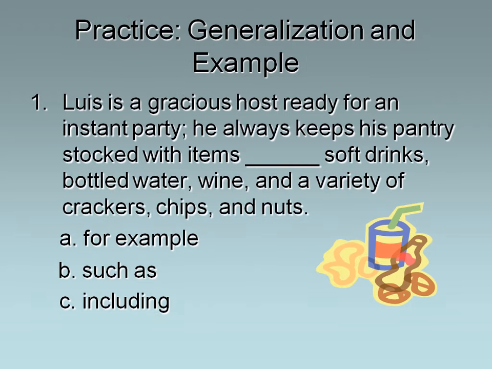Now practice identifying transitions that show the generalization and example pattern. Read the first sentence. Then identify the example transition that will correctly complete the sentence. Which transition did you choose? Click to see the correct answer. Compare your answer to the answer shown. The correct answer choice is choice B, such as.